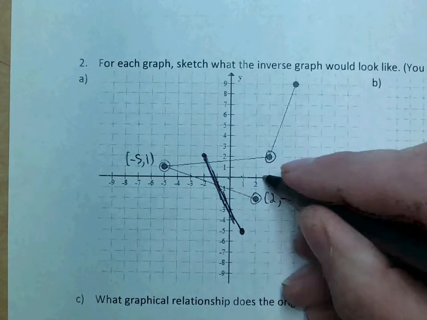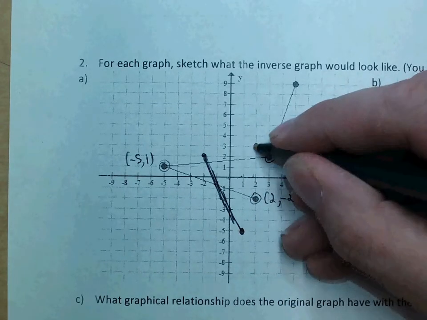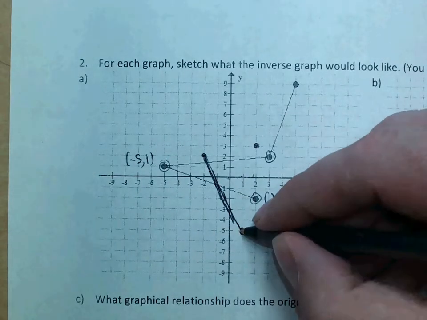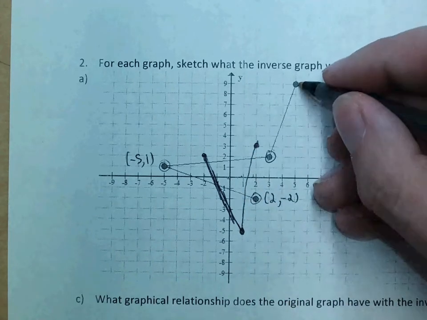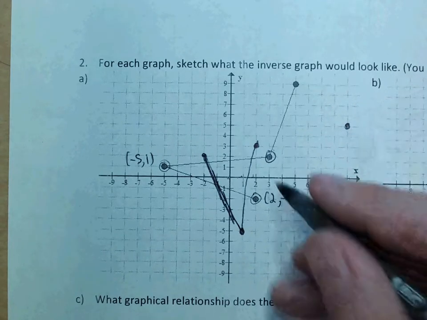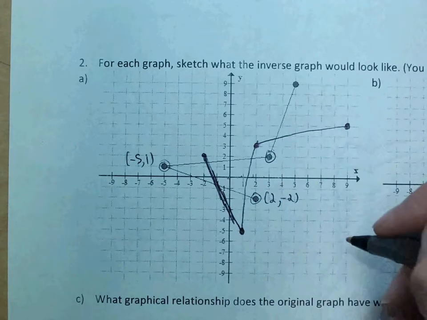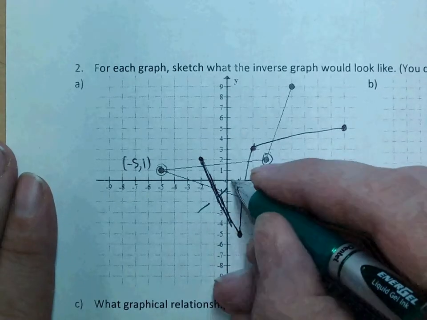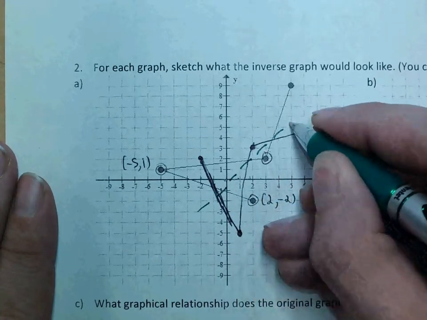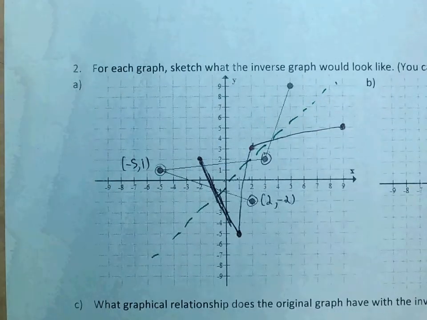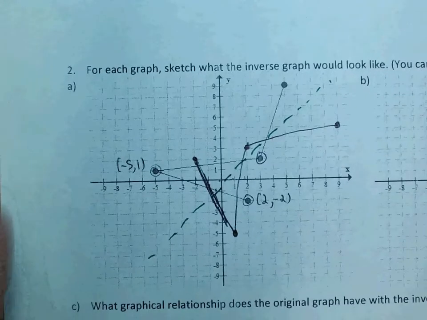Next, 3, 2 becomes 2, 3. And remember, it's connected to this one. It was connected to negative 5, 1, so now it's connected to 1, negative 5. And finally, 5, 9 becomes 9, 5. And remember, we should always notice at the very end that if you draw the linear parent function, the inverse function should be a reflection across. And you can see that. If we reflected this, it's a mirror image across that line.